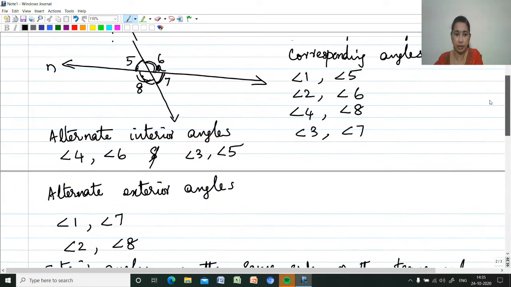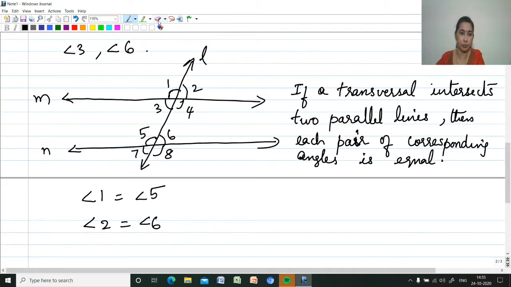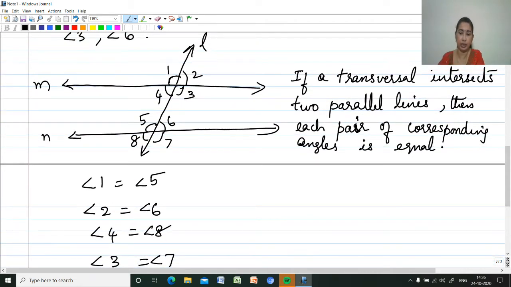The same way here, 3 and 4, just the opposite. So we'll take this as 3, this as 4, this is 7, and this is 8. So angle 4 and angle 8 will be the same. Angle 4 will be equal to angle 8 and angle 3 will be equal to angle 7. So if those two are parallel lines, corresponding angles will all be equal.